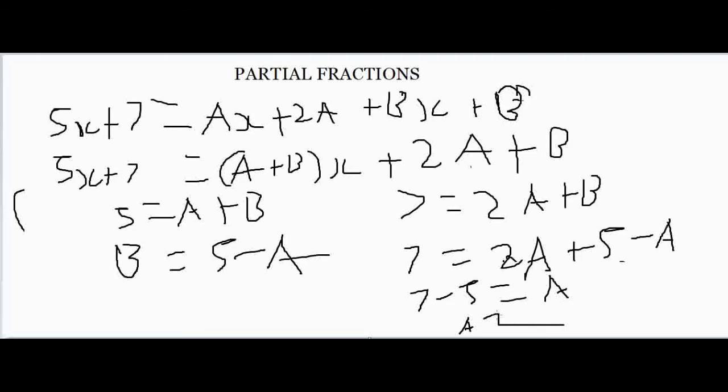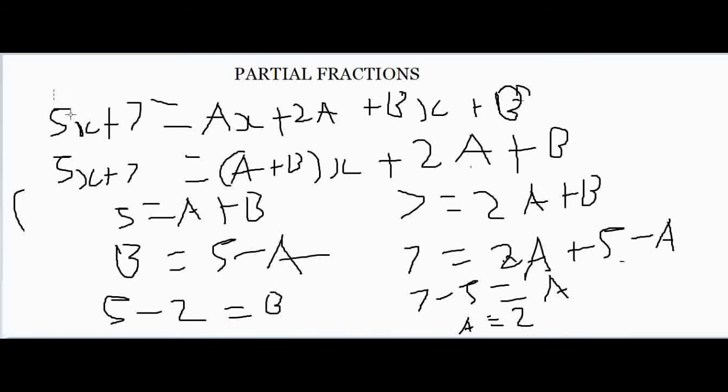We can go ahead and say that A equals 2. Let me write this a bit better. A equals 2. Now we can put 2 in one of these equations and we can get 5 minus 2 equals B. So now from that we know that B is 3.